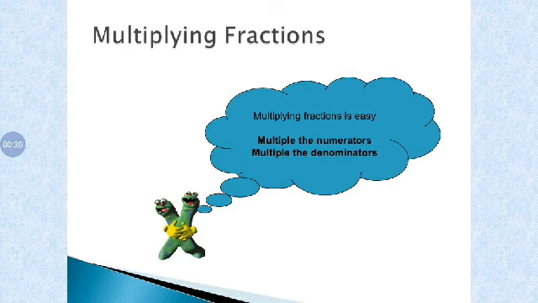So the method: multiply the numerator, multiply the denominator. Don't forget to write a mixed number as an improper fraction before multiplying. Write the product in simplest form.